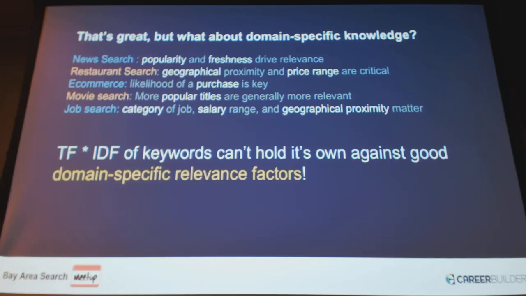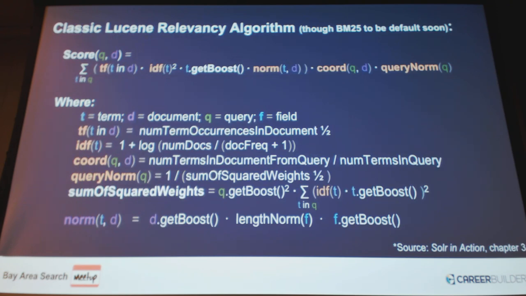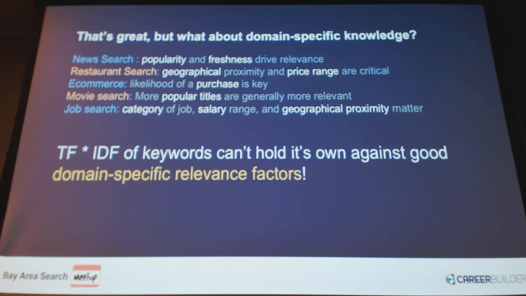In movie search, popular titles are probably going to be more relevant than non-popular titles, even if they are the exact same title. If the text is exactly the same. So there's all these kinds of things that, as you get more and more sophisticated in your implementation of search, you're going to start gravitating away from this sort of base algorithmic relevancy model and towards a really domain-specific model where you understand what your users care about in aggregate, and you model that in as your relevancy algorithm.